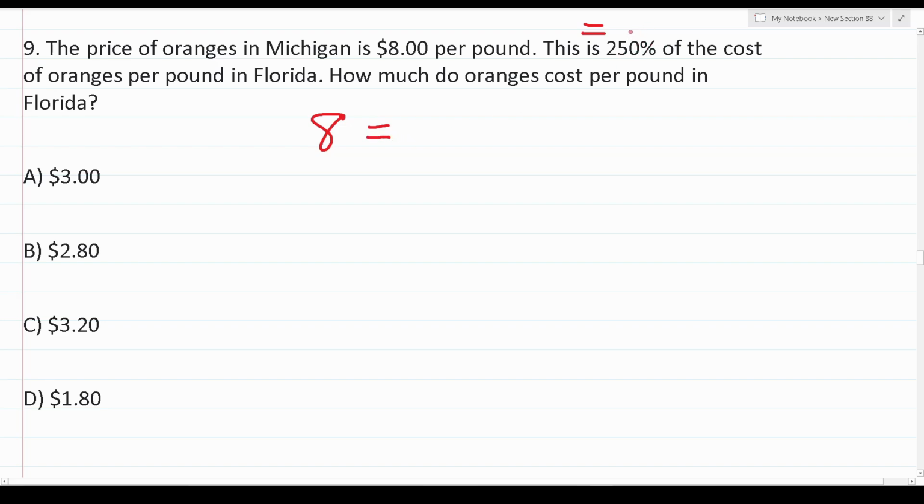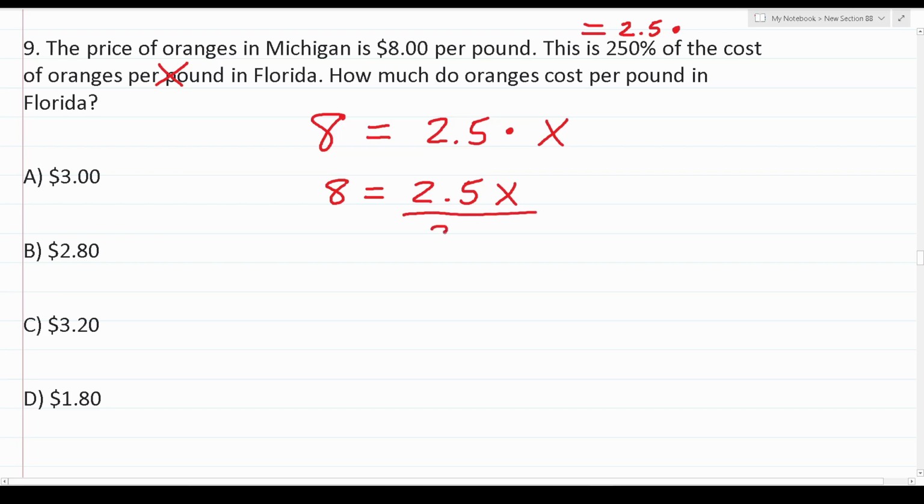250%. Again, as I've said in this video already, we're going to express percents in decimal form. The decimal form of 250% is 2.5. Of, in math, of is always multiplication. So this is 2.5 times the cost of oranges per pound in Florida. Well, that's an unknown value. And in math, we represent unknown values with variables. So I'm going to call that x. All right, so this problem becomes 8 equals 2.5 times x, which is just 2.5x. And clearly, we're going to be solving for x, which represents the cost per pound of oranges in Florida.